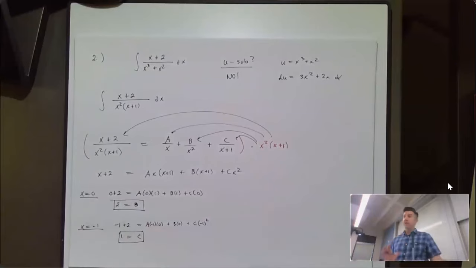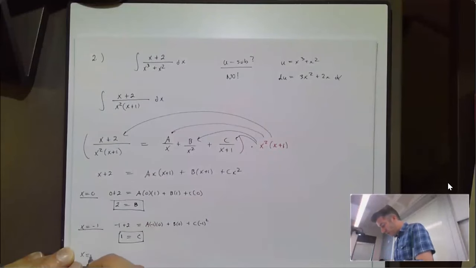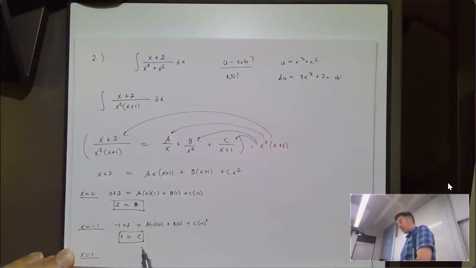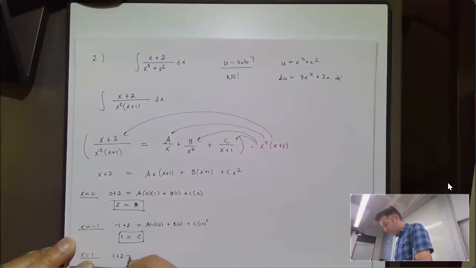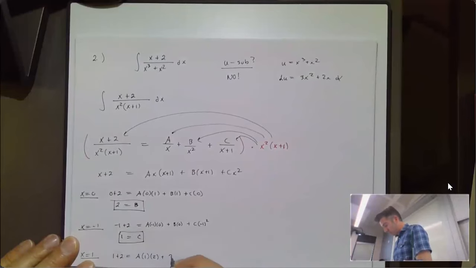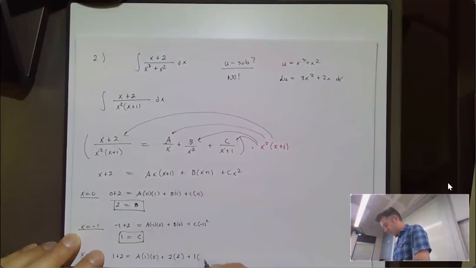So now I've run out of convenient values of x. And there's 2 ways you can approach this last part. You can either just pick another value of x, because there's only one thing left to find. Picking one more value of x is usually pretty easy. So we could pick x equal to 1, and then plug in for x again, and also plug in your values of b and c. So I have 1 plus 2 on the left equals a times 1 times 2 plus b is 2, so it's 2 times 1 plus 1 is 2, and c is 1, so it's 1 times 1 squared.